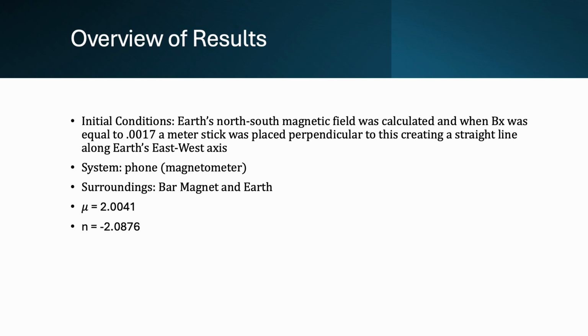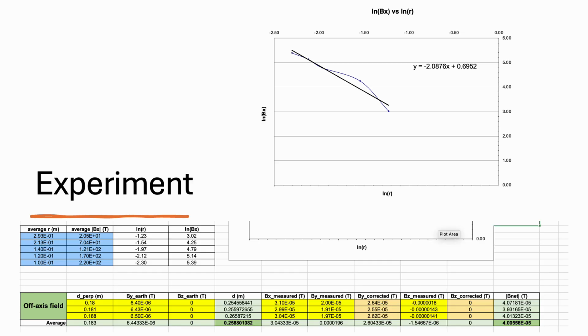The system was my phone, which contained the magnetometer. The surroundings were the bar magnet and Earth. Mu was calculated to be 2.0041, and N, which you will see in the experiment section, is negative 2.0876.